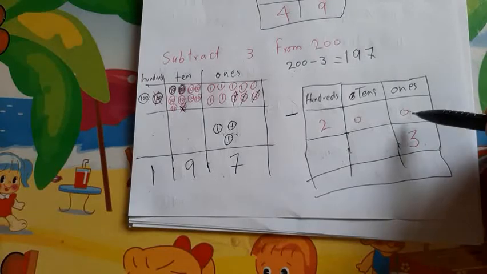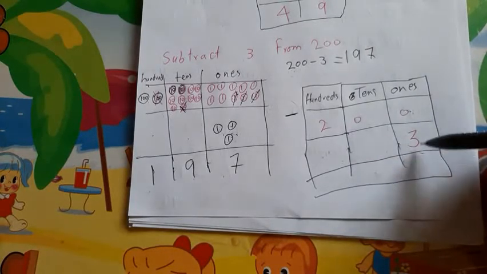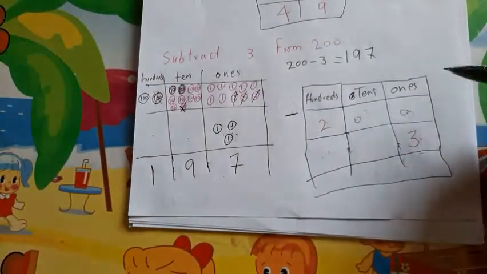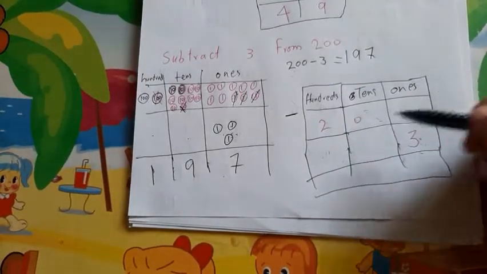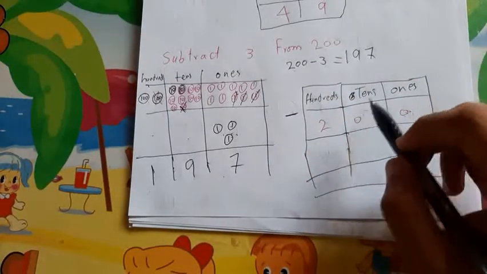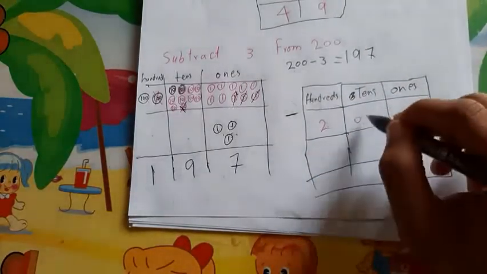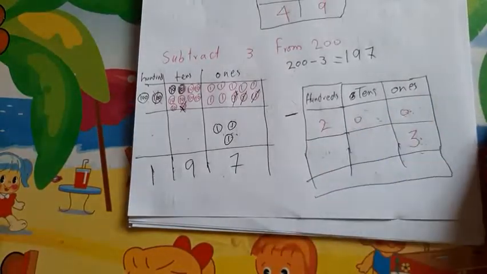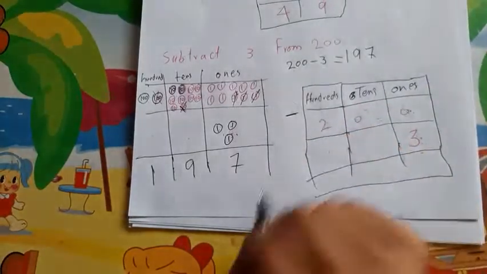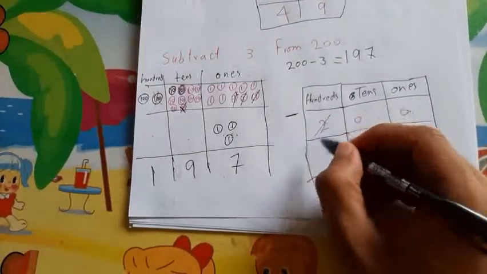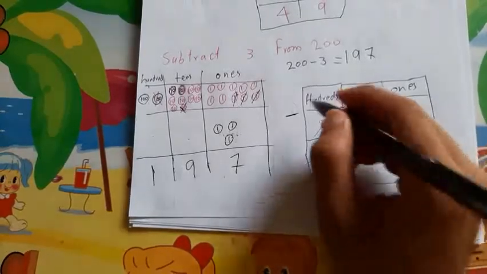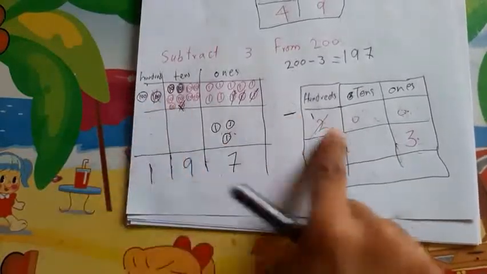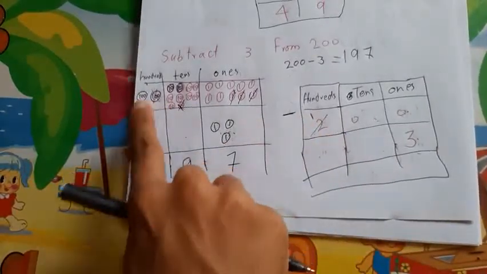So 0 minus 3, can I take 3 from 0? No. So what should I do? I should borrow from the next place. What is in the next place, in the tens? It is 0. So 0 cannot give anything to 0, right? So this 0 in the tens is going to borrow from the hundreds. The hundreds have two hundreds. So it's going to give 100 here. Because there are two, and when we took 100, it becomes 1.